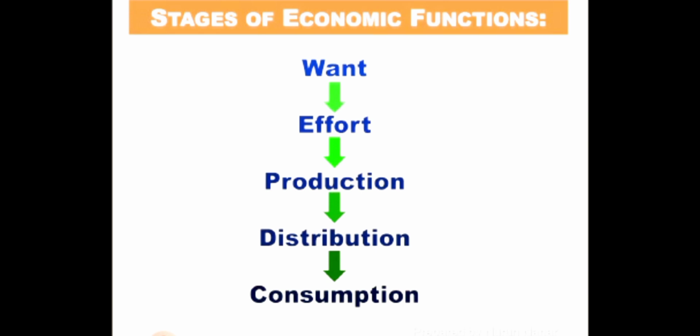My dear students, can you see a diagram? In this diagram, the stages of economic functions are shown. There are 5 stages, as you can see. First step is want. Second step is effort. Third step is production. Fourth step is distribution. And the last step of economic function is consumption.